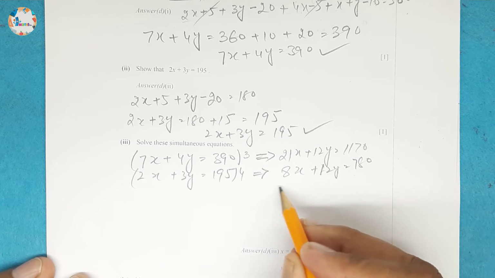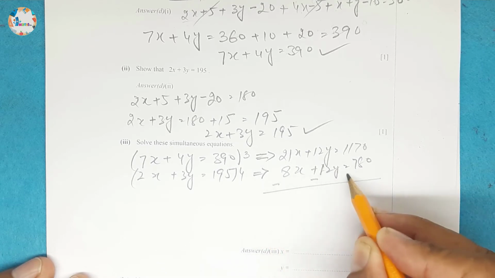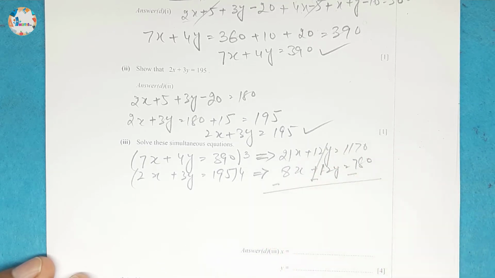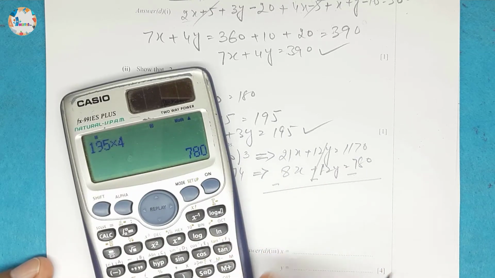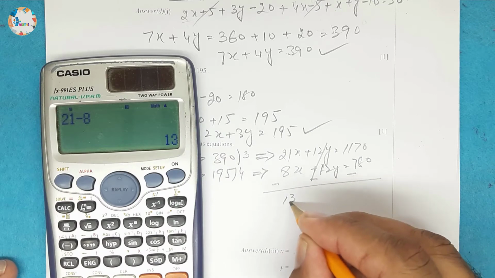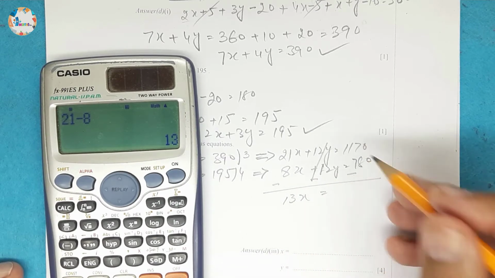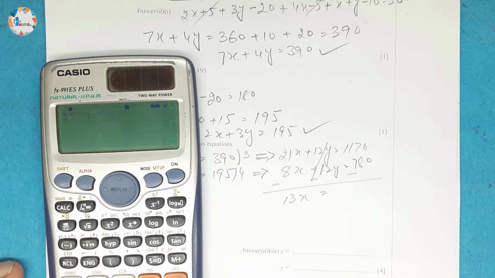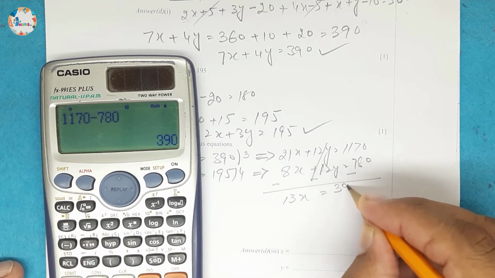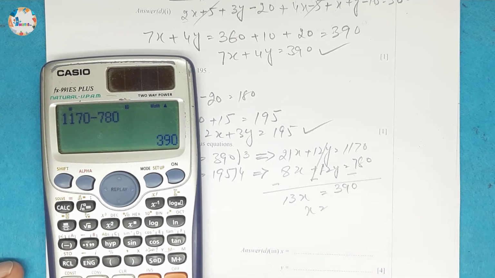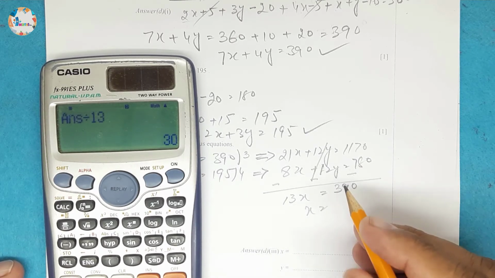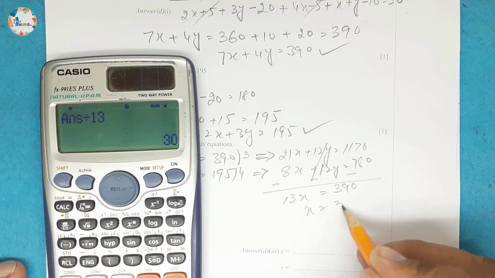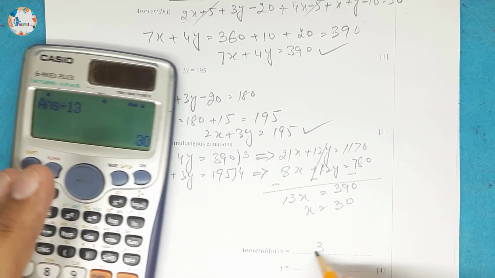So 780, now we can subtract. This will be changing signs, the y terms are gone, so this will be 21 minus 8, which is equal to 13. So 13x is equal to 1170 minus 780, which is 390. So x will be equal to 390 divided by 13, which is 30. So the x value will be equal to 30.